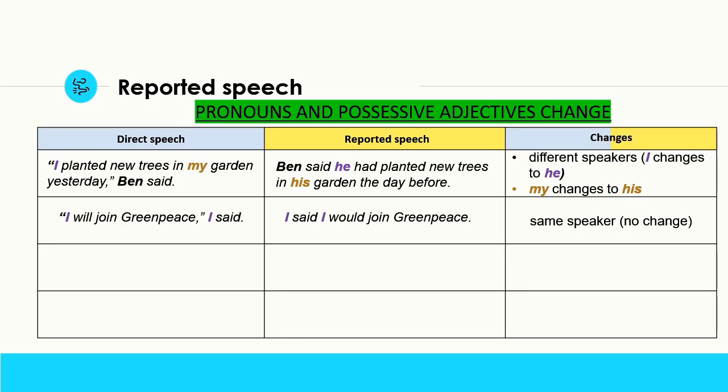In the second direct speech example, "I will join Greenpeace," I said. The speaker reporting the speech is the same, and the speaker is I, which is me. So there are no changes made, like in this reported speech. I said I would join Greenpeace.